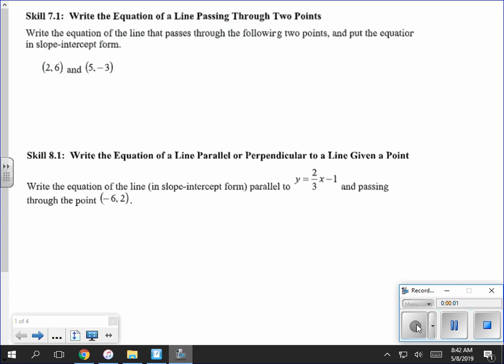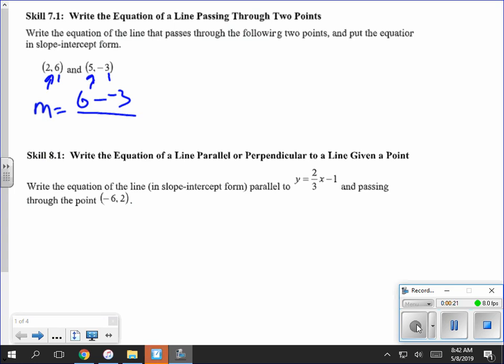Okay, here we go. So, write the equation of a line passing through 2 points. First thing you need is the slope. For the slope, you do the change in y over change in x. That's the y, that's the y. 6 minus -3, and that's my x.